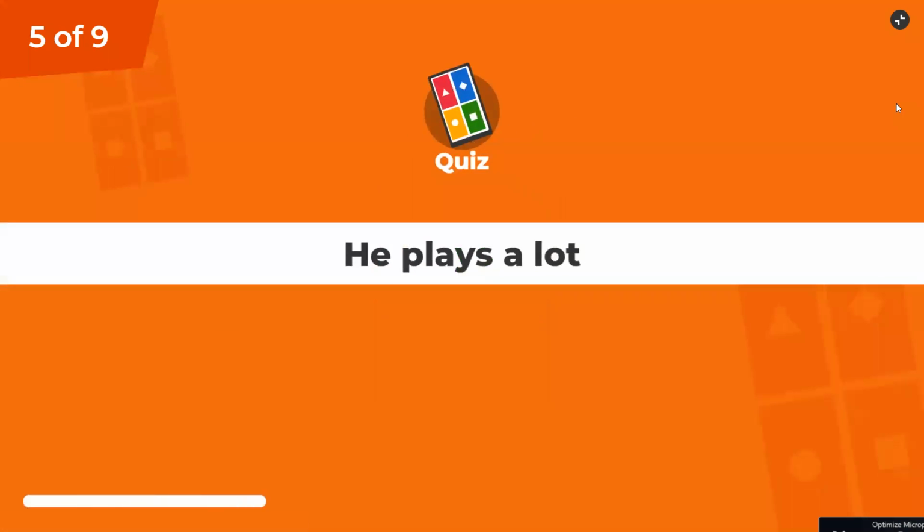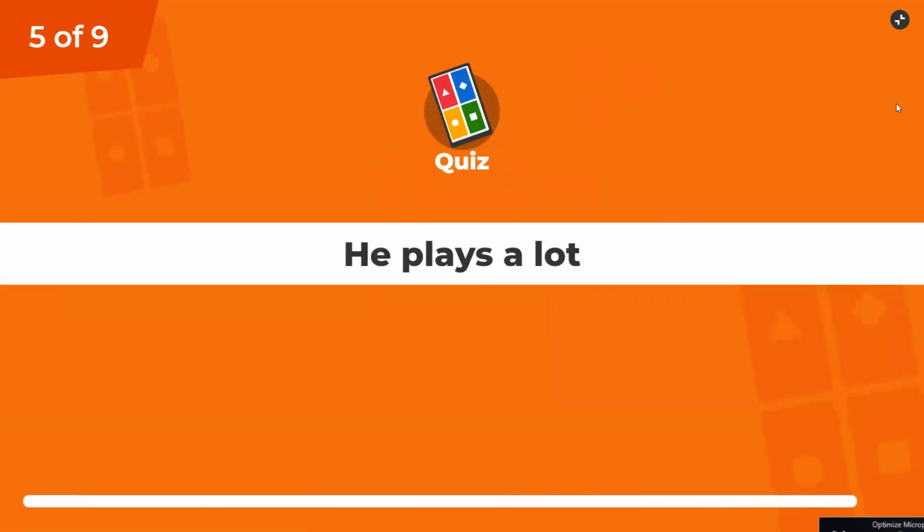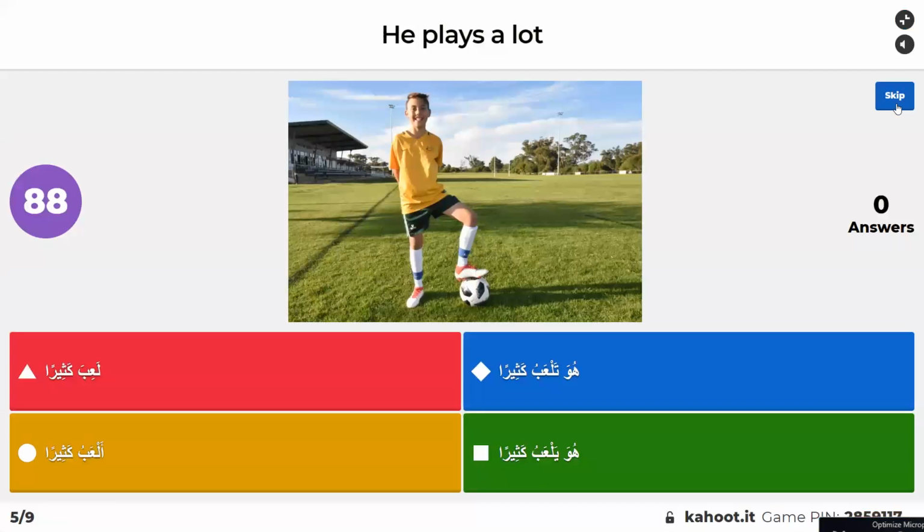Question 5. He plays a lot. Easy question. Let's see if you guys can catch up. He plays a lot. Blue: huwa tal'abu kathiran. Red: la'iba kathiran. Green: huwa yal'abu kathiran. Orange: al'abu kathiran. Pay attention to he and pay attention to plays.